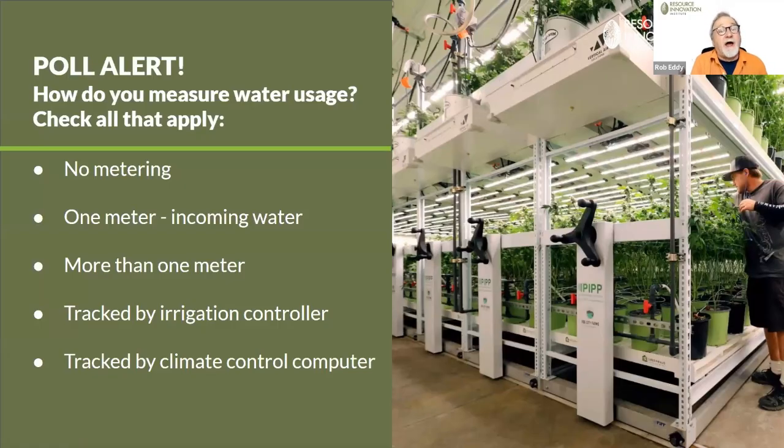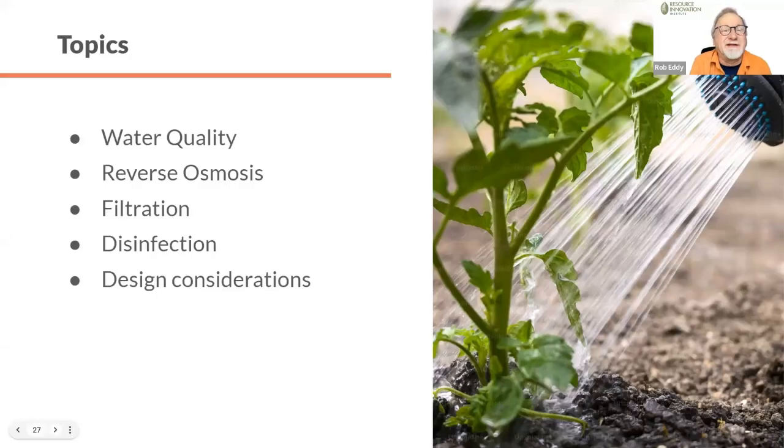So here's our next poll. How do you measure water usage? You can check all that apply. Maybe you don't do anything. You've got no metering. Maybe you've got 1 meter, or maybe you've got more than 1 meter. We're really interested in knowing this. Or maybe you only track it using your irrigation control or your climate control computer. So I'll leave that up there. Jeff Martens, feel free to introduce yourself and launch into your presentation.